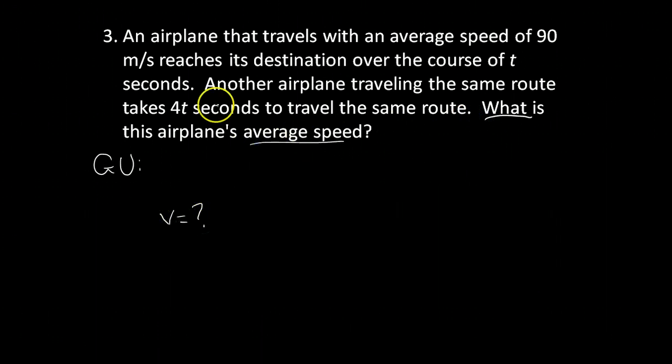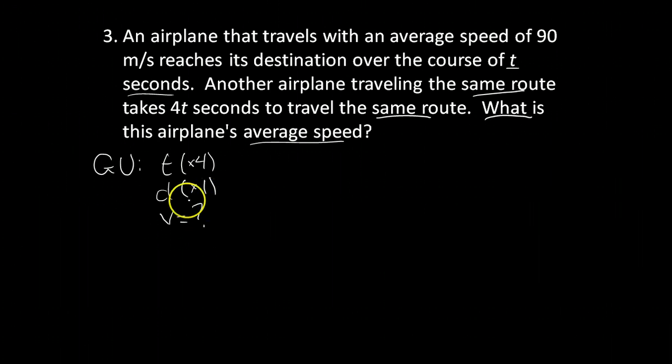So what other information do we have here? An airplane that travels with an average speed of 90 meters per second reaches its destination over the course of t seconds. So we've got t seconds. We've got time here. So there's one of our variables. Another airplane traveling the same route takes 4t's. Okay, so same route, that implies a distance here. All right, so 4t implies that we're going to have this time multiplied by 4, and here we're going to have distance multiplied by 1. That's our constant there.